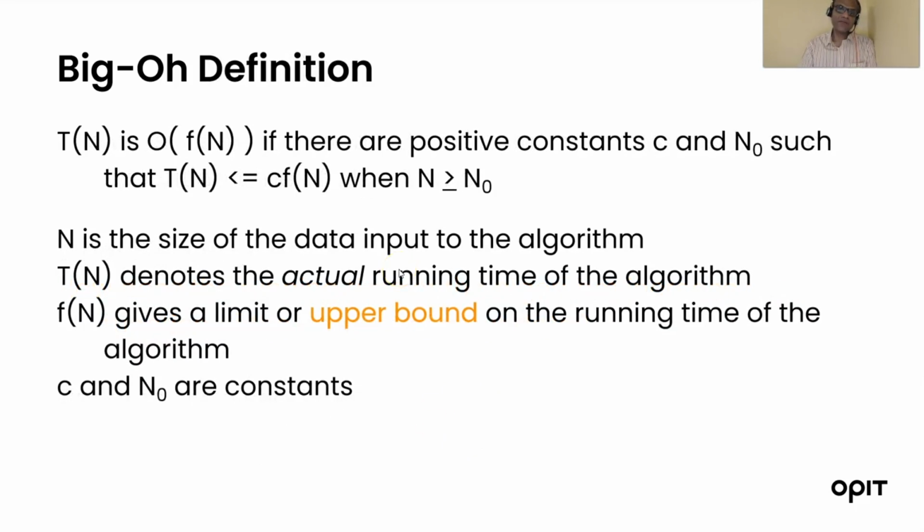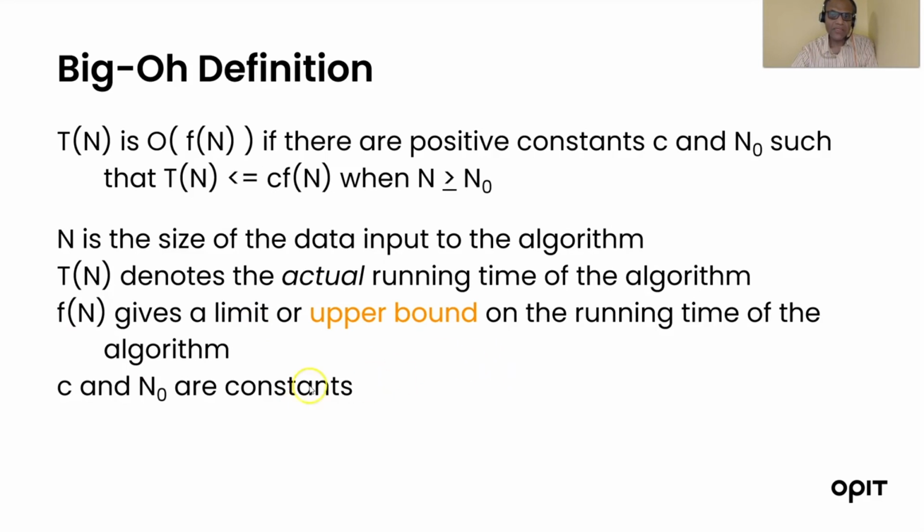Here is the mathematical definition of big O. It says that T of n is big O of f of n if there are positive constants c and n0 such that T of n is always less than or equal to c times f of n when n is greater than or equal to n0. Here, n is the size of data input that's passed to the algorithm. T of n is the actual running time of the algorithm, and f of n gives an upper limit or upper bound on the running time of the algorithm. Note that it's an upper bound specifically, and c and n0 are just constants.